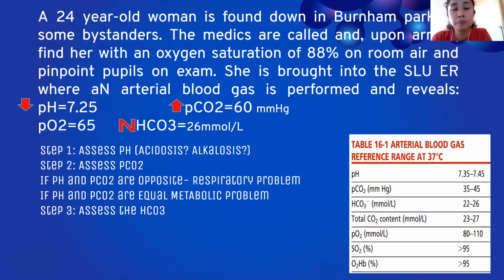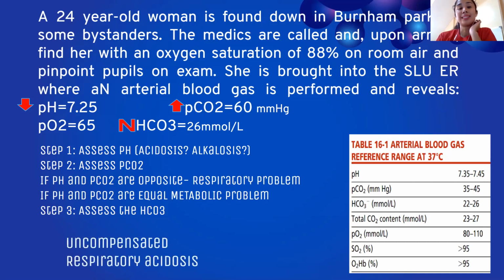Di ba meron tayong ROME? Respiratory goes to opposite direction. Metabolic goes to equal direction. Yan. So class, so pH is acidic. Tapos, nag-go ng different direction, yung PCO2 at saka yung pH. So, respiratory acidosis. Yan. So, class, I have this term, uncompensated. So, meaning your kidney is not yet kicking into action. Yun. To compensate. So, uncompensated respiratory acidosis.